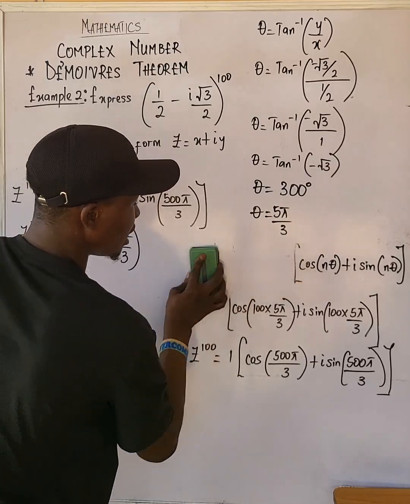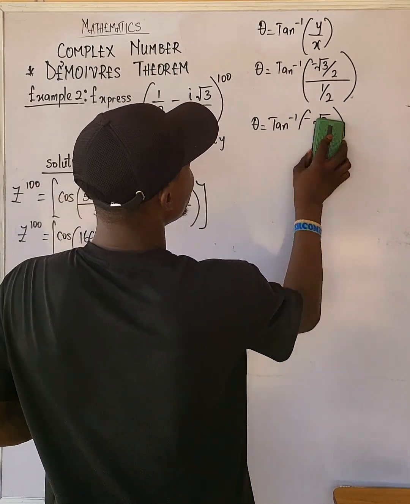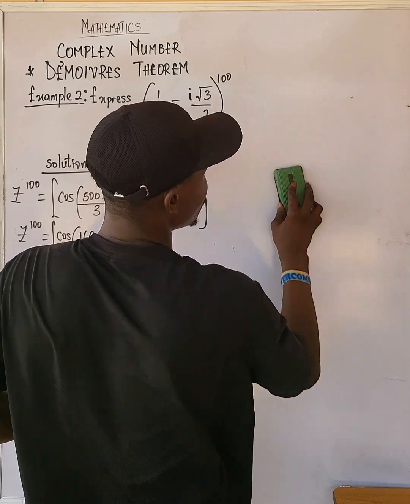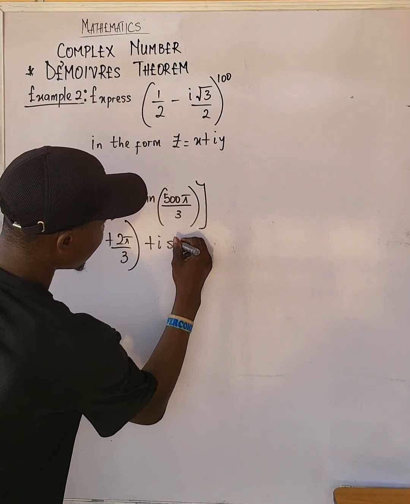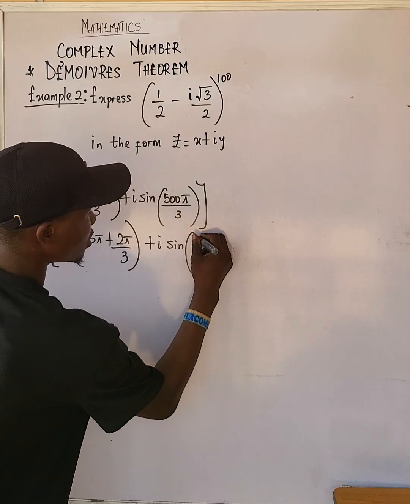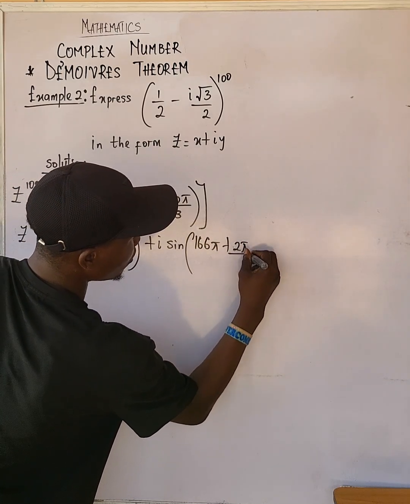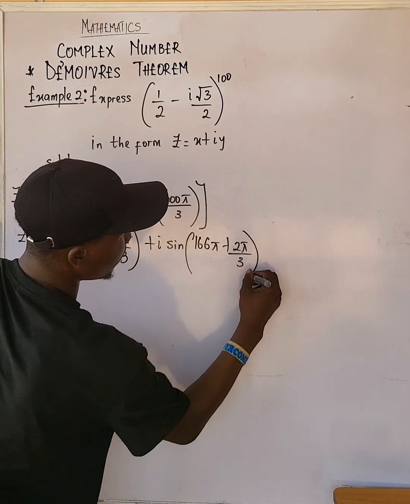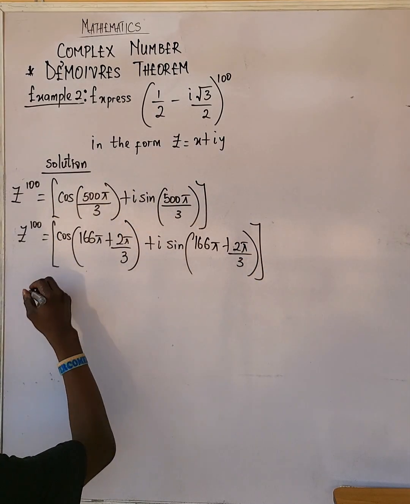So let's continue. The same thing you do for cos is what you will do for sine also. So what do we now have here? That will be plus i sine. So here will be 166 pi plus 2 pi over 3. Do we get it now? So I told you that just neglect this one.